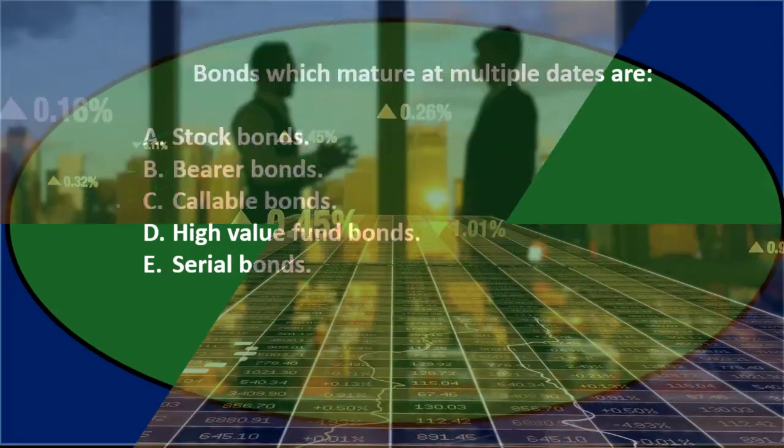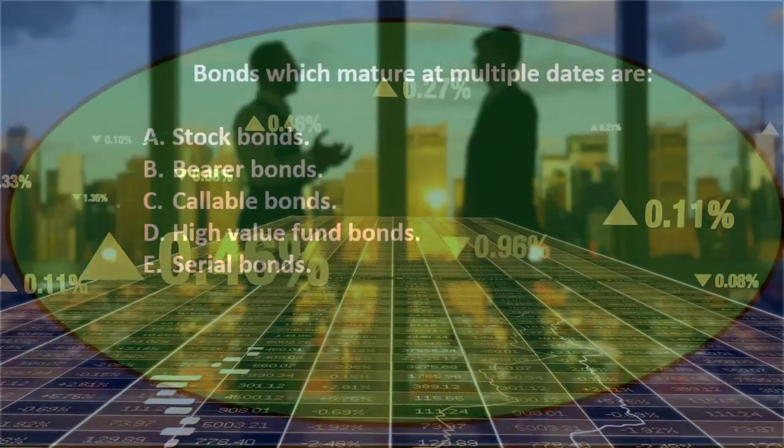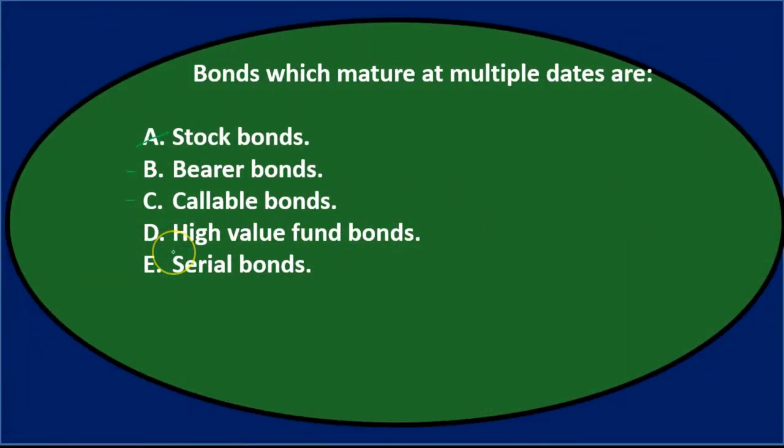D says high value fund bonds. And from an investment perspective, we might say that sounds kind of like a thing, but that's not really one of the types of bonds we've been looking at. So high value fund bonds, in terms of the material we've been seeing here, doesn't sound familiar. So I'm going to cross that out. And E says serial bonds, and that sounds familiar. Serial bonds is something we've looked at. So we're left with B, C, and E as the types of bonds that sound familiar that we've looked at.